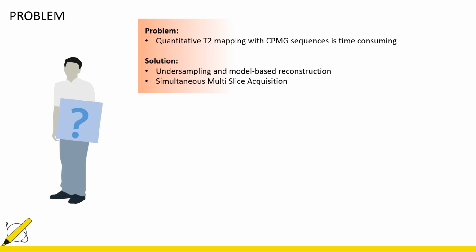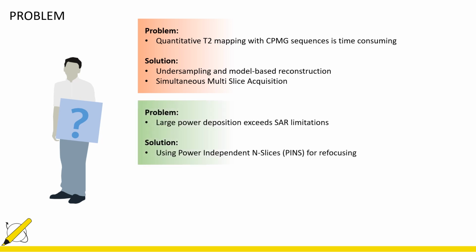So as I just mentioned, the main problem is that quantitative T2 mapping is very time consuming, especially if you use a CPMG sequence. The main motivation is to use model-based reconstruction for undersampling and simultaneous multi-slice acquisition during the acquisition to achieve very high acceleration factors. Once you start using simultaneous multi-slice, you will easily exceed the SAR limitations, and that was the main motivation to use pinch pulses that were developed by our colleagues in Nijmegen.